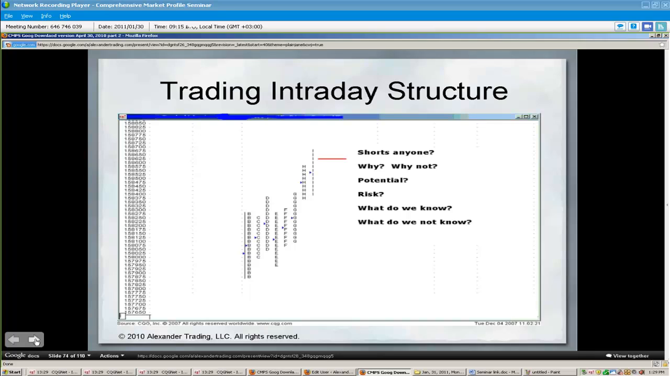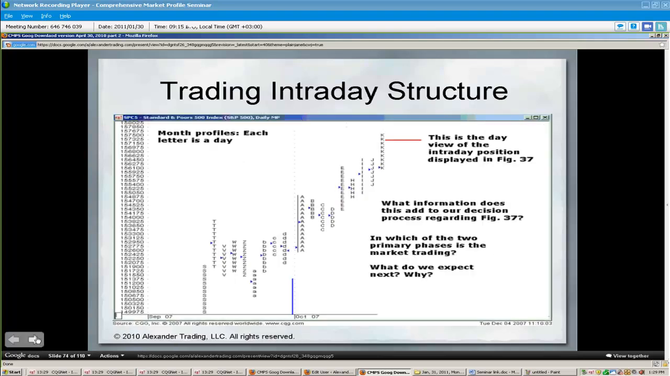Okay, this is sort of a you guys wouldn't short this. I mean, that's obvious. Now this is a day. This is a month profile. Each letter is a day. So we're in a vertical trend to the upside.